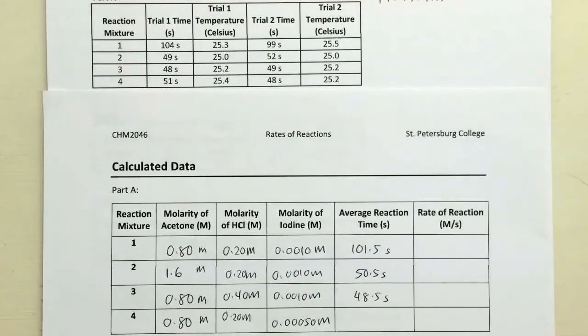Okay, and then let's go to the next one. We have 51 seconds plus 48 seconds. That totals to 99 divided by 2. That equals 49.5 seconds. So that's my average reaction time. It should be pretty simple for you to do based on your data. Now that we've gotten the molarities out of the way and the reaction times averaged out, we can go ahead and get the rates of reaction. To get the rates of reaction, all you have to do is take the molarity of iodine divided by the time. So for this rate of reaction here, you take 0.0010 molarity divided by 101.5 seconds.